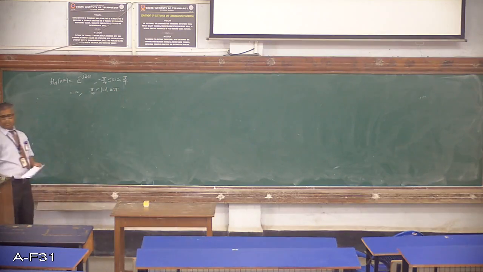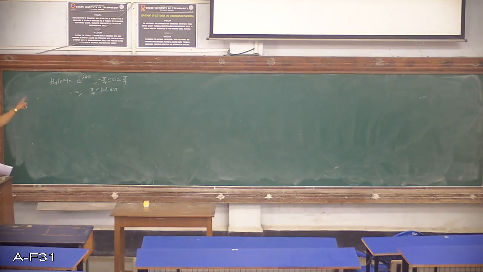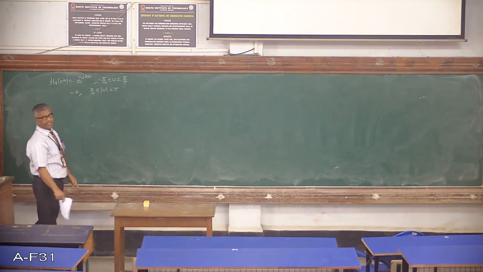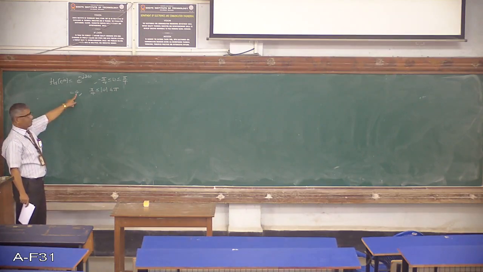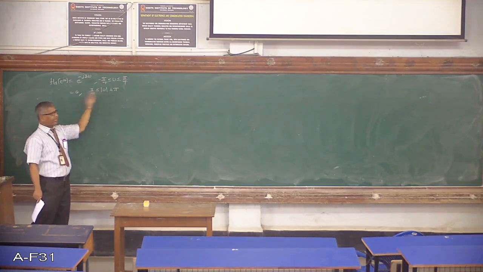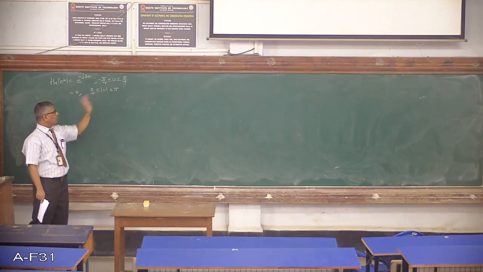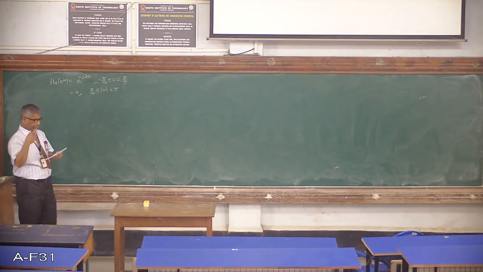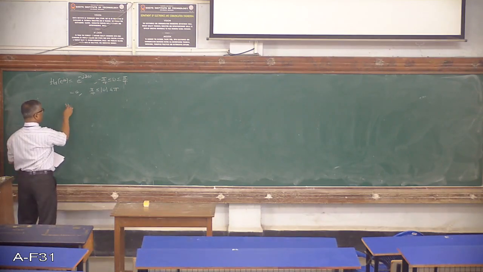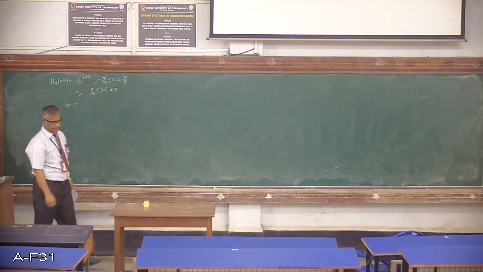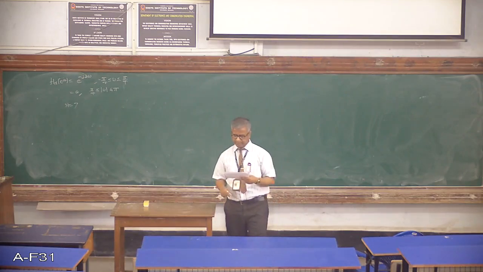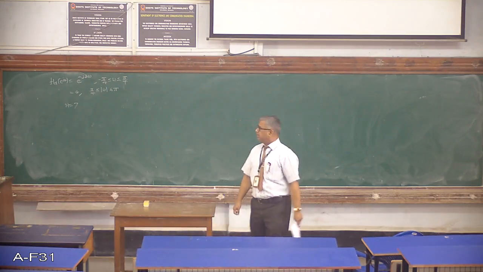Whose desired frequency response is HD of e to the power j omega is e to the power minus j3 omega for omega lying in the range minus pi by 4 to pi by 4 radians per sample, and the frequency response is 0 on either side, when mod omega is from pi by 4 to pi. He says use a Hamming window. Use a Hamming window of size N is equal to 7.